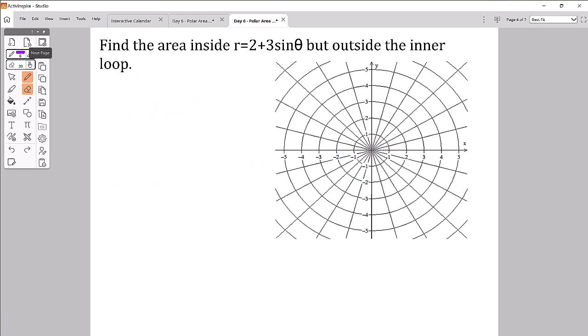Another one is one like this, and we're going to make a change here. We're going to change this from 2 plus 3 sine theta to 2 plus 4 sine theta, so that the numbers work out a little bit better. This is an inner loop problem. 6 is going to be somewhere up there, 2 is there, and so we have this right here, with an inner loop, nothing too crazy. But it wants the area outside of the inner loop. It wants this area right here.